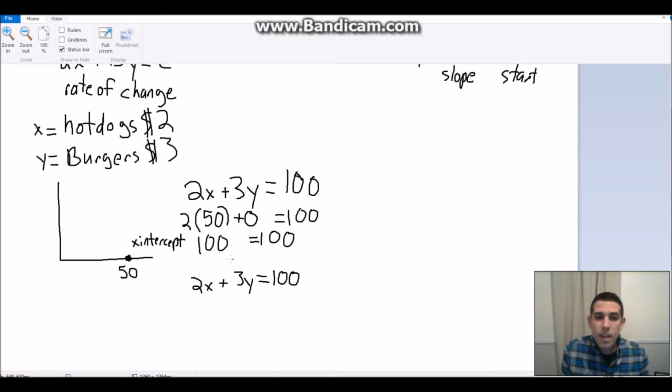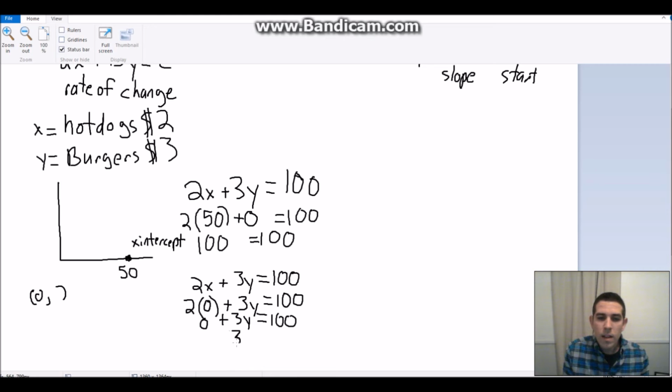We want to say, how many burgers can we sell if we make 0 hot dogs? If we sell 0 hot dogs. So that's the trick. Make one of the variables 0 and then solve for the other variable. So right now, if my x is 0, what is my y going to be? Well, let's solve. 2 times 0 is 0. We still have a 3y.